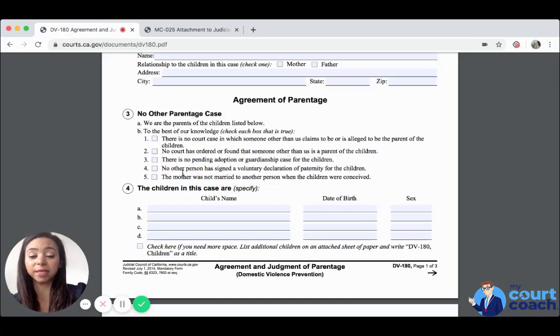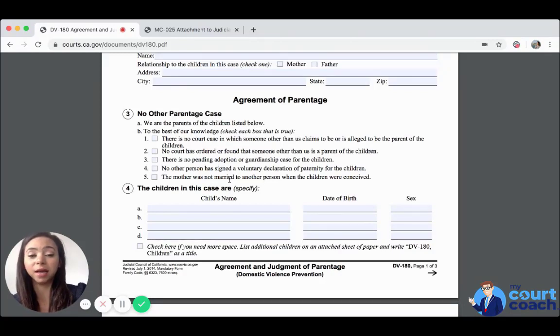No other person has signed a voluntary declaration of paternity for the children. So mom didn't have somebody else sign a voluntary declaration of paternity for the children. This is usually signed at the hospital. So if nothing was signed at the hospital in terms of somebody stating that they're the father, then more likely than not, no other person has signed this voluntary declaration of paternity. The mother was not married to another person when the children were conceived. So what does that mean?